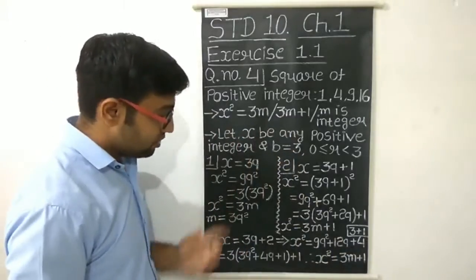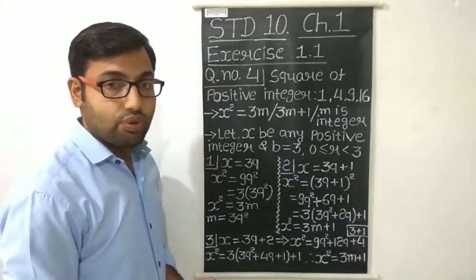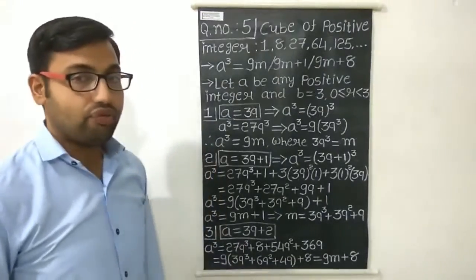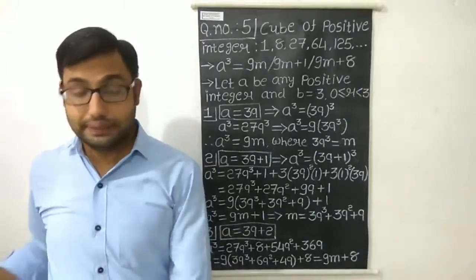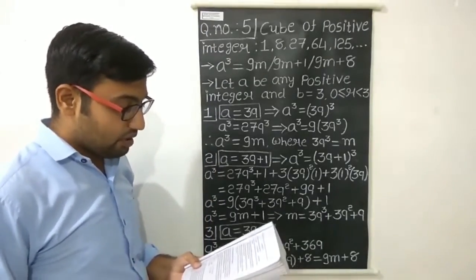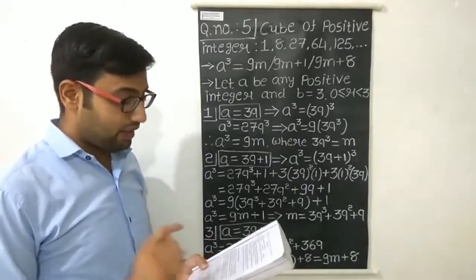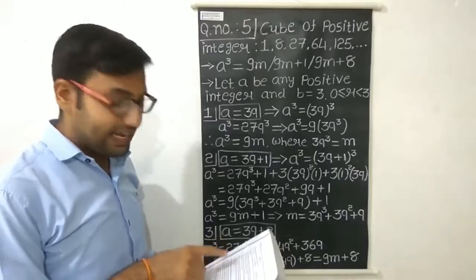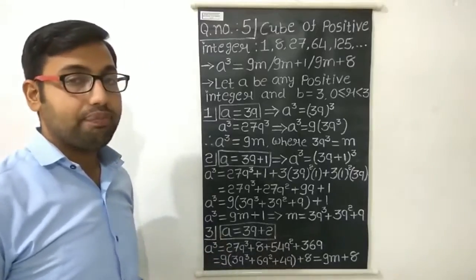Right? So this is all about this sum. Okay, so let us study question number 5. And what is the question? Question is, use Euclid's division lemma to show that the cube of any positive integer is of the form 9m, 9m plus 1 or 9m plus 8.